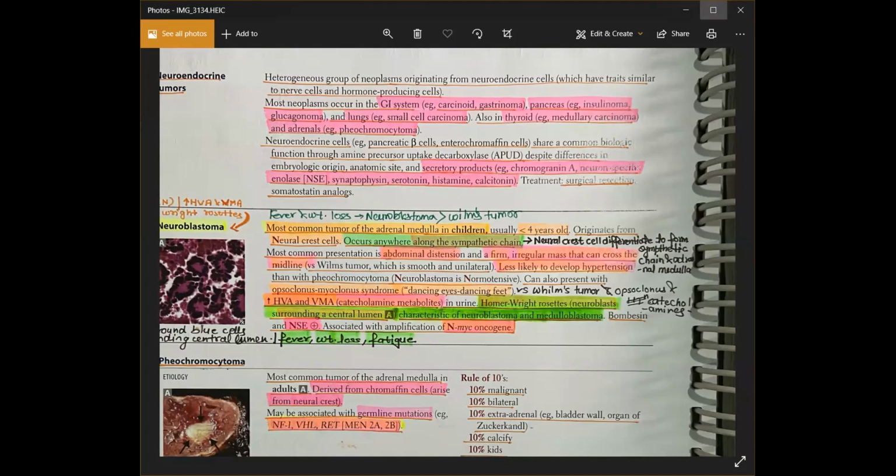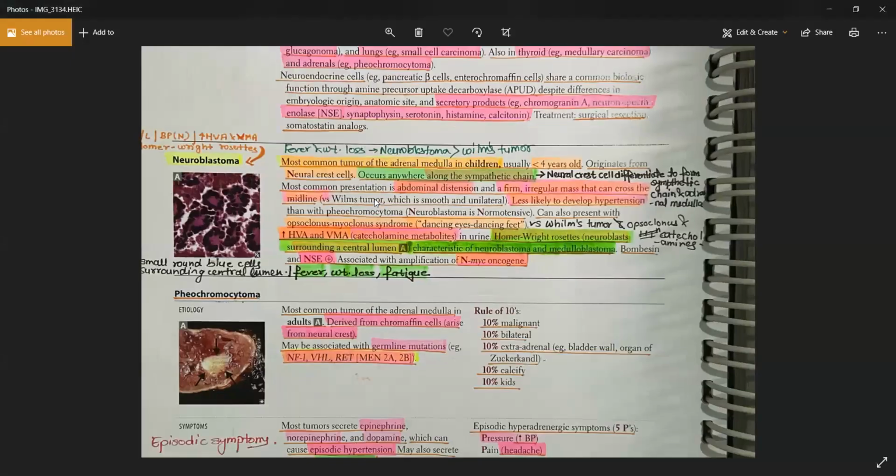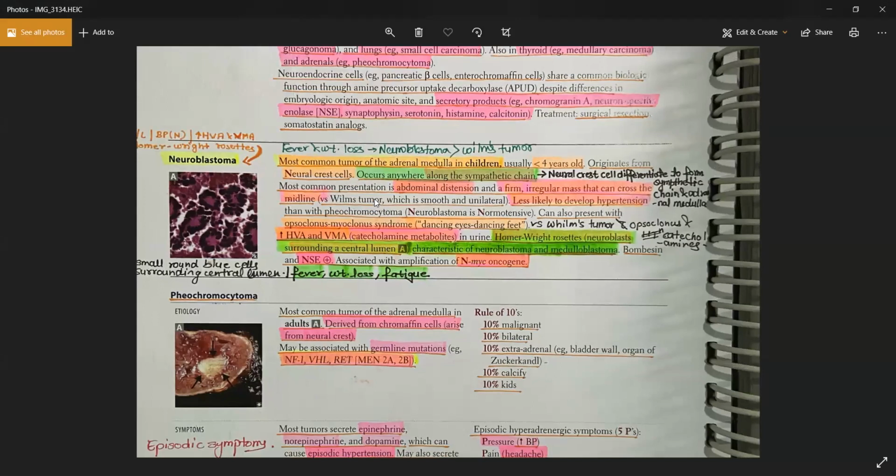Very important. Okay, so now let's discuss the neuroblastoma. It is the most common tumor of the adrenal medulla. See, tumor of the adrenal medulla. And because you guys know that the medulla of the adrenal glands is derived from the neural crest cells, right? It is derived from the neural crest cells, and that's why it is a neuroendocrine tumor also.